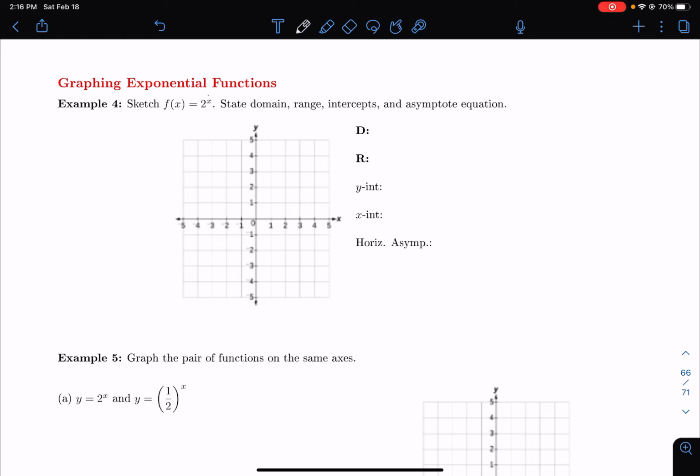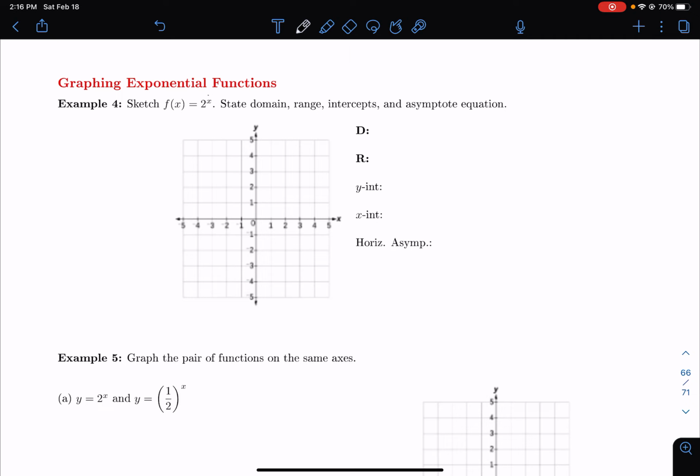In this video, we are continuing section 5.1 on exponential functions, and we will talk about how to graph exponential functions. Exponential functions are functions where the variable is in the exponent, like with 2 to the x. So I want to get right into an example. Let's sketch the graph of this function, state the domain, range, intercepts, and asymptote equation.